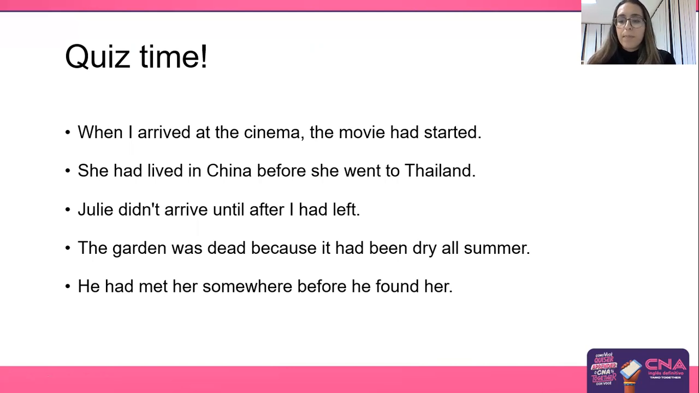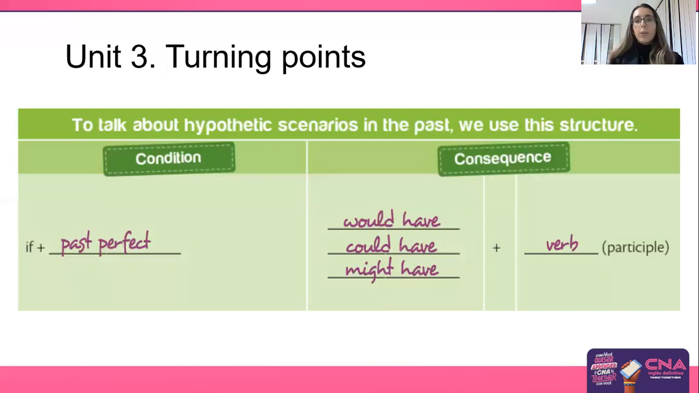Simple, guys. And now, let's take a look at the third conditional. So when do we use the third conditional? Basically, when you talk about hypothetical situations, hypothetical scenarios in the past. Take a look. We have a condition, where we use if plus past perfect. Remember, past perfect is had plus verb in the participle. And we have a consequence, so you can use would have, could have, might have, plus verb in the participle again.